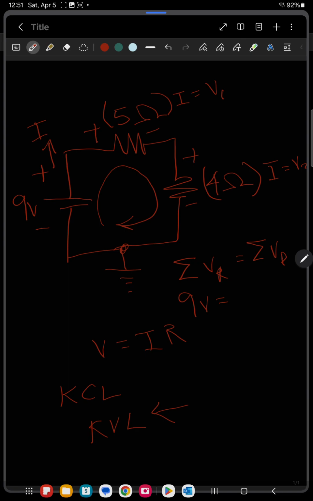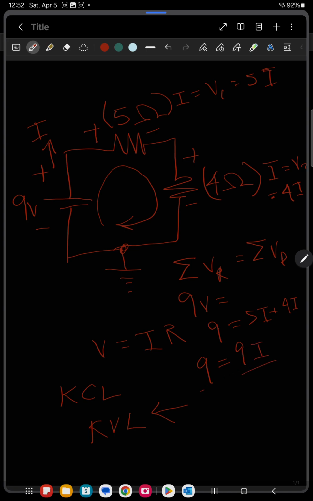I'm gonna drop the ohms right here, and this is equal to just 5I, and this is equal to just 4I. And I'm gonna drop the volts here also, and so I say 9 volts equals 5I plus 4I. The only unknown is the current, but we can solve this because we have one equation and one unknown. So you get 9 equals 5I plus 4I, which is 9I.